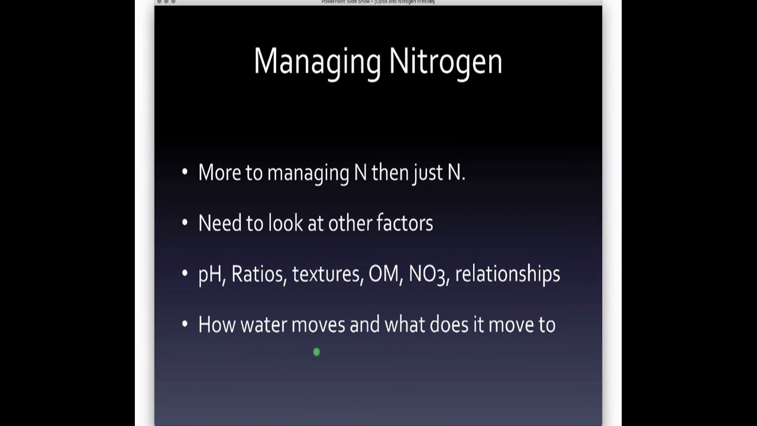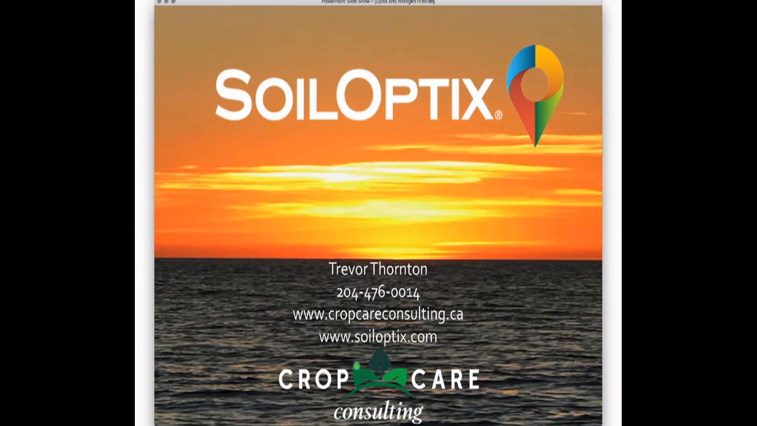So when you're managing nitrogen, there's more to managing nitrogen than just nitrogen. We need to look at a lot of other factors. If you've watched some of our other tech talks, we always talk about balance, and we can't get focused on a single nutrient. We've got to focus on the whole gamut of what it takes to grow that crop. We need to look at our pH, potentially our ratios, our textures, our organic matter, nitrate nitrogen, the relationships, how water moves, where does it move to, and what kind of soil is it moving to.